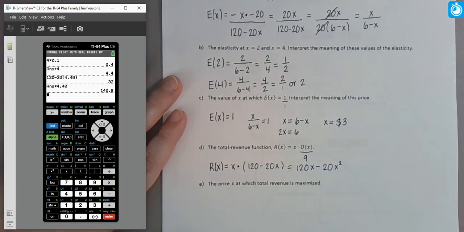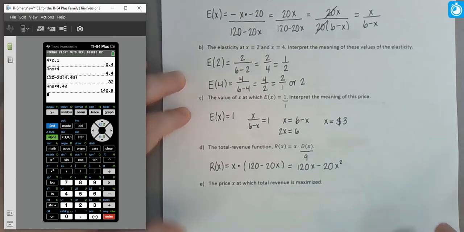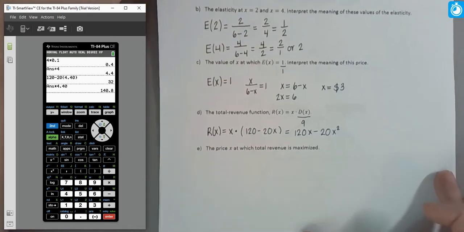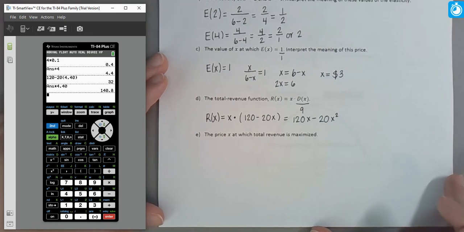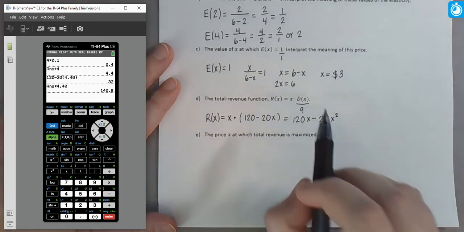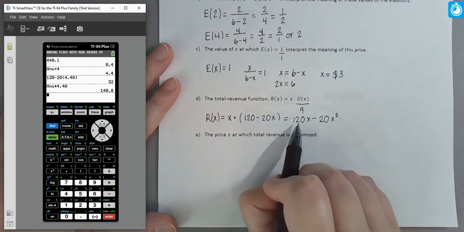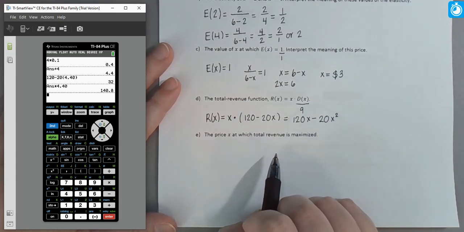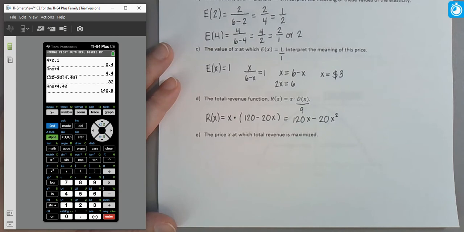So that function reflects what we can expect to make in total revenue based on choosing a particular price. So x is our price, we plug it in, and this total amount is going to be the dollar amount representing our revenue. So the last question we want to answer is, what is the price that we would set that would maximize our revenue? In other words, we want to find the location where this function is maximized.